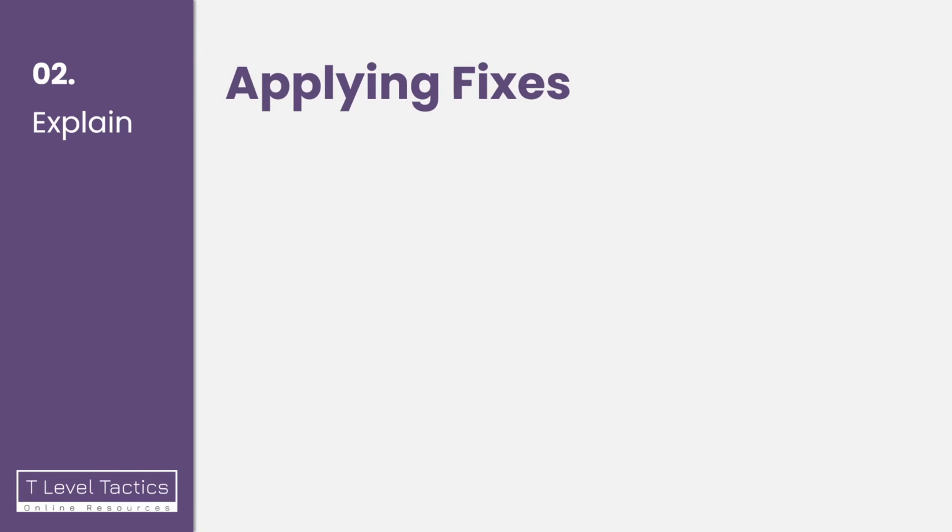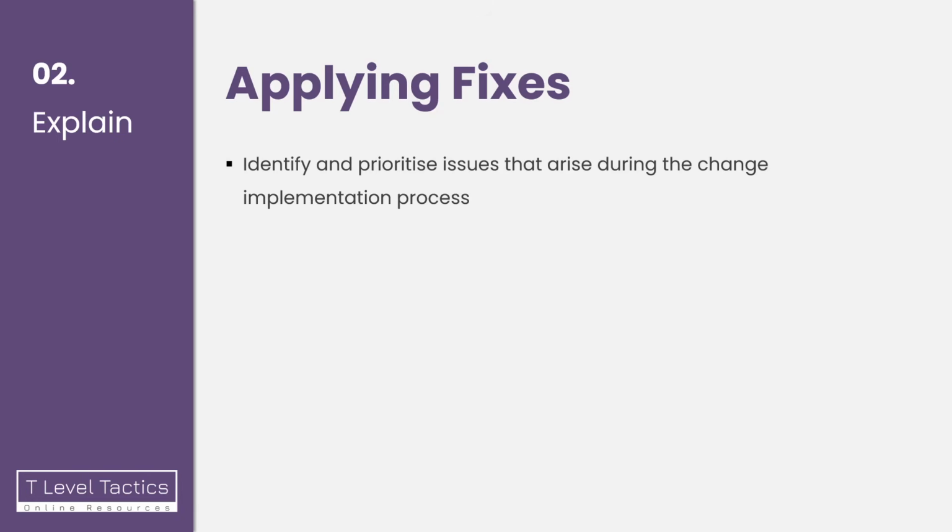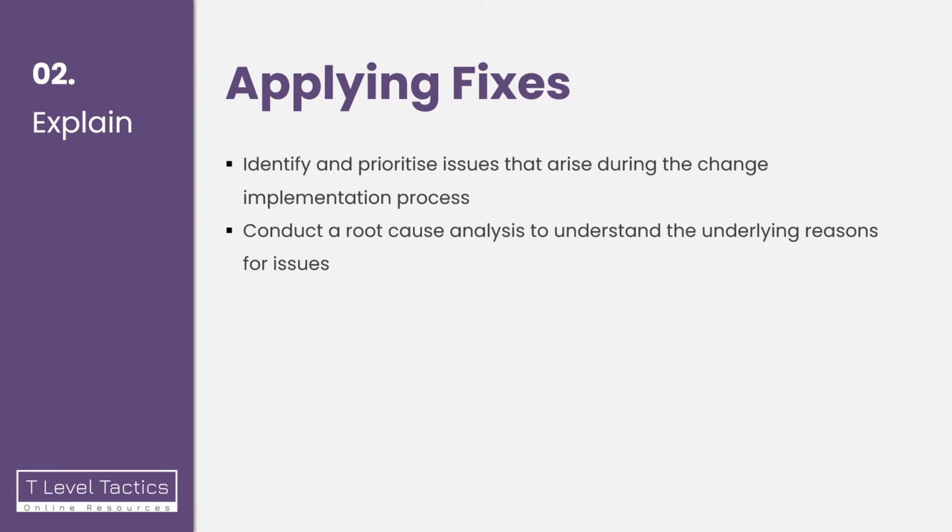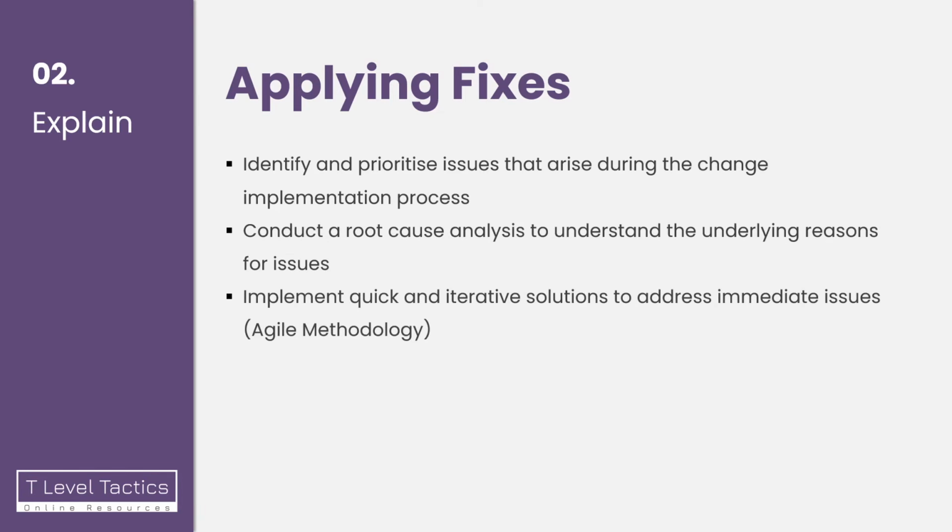And of course, we'll need to monitor the change in order to make sure it's working and fix any issues that come up. So we'll need to identify and prioritize any issues that arise during the change implementation process. If they do, we can conduct something called a root cause analysis to try and understand the underlying reasons for these issues. And it's important to implement quick and iterative solutions to address any immediate issues that present themselves. This is a part of Agile methodology that you'll take a look at in the planning unit.